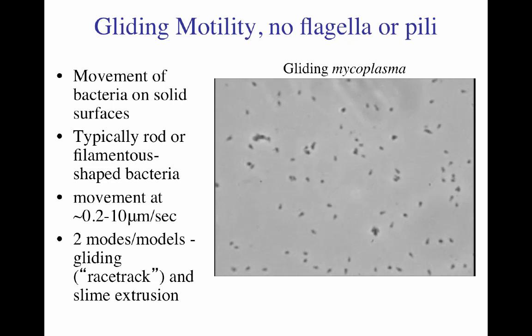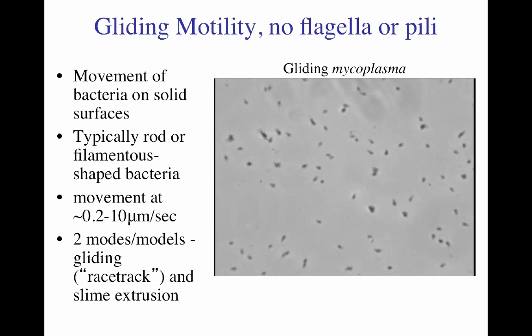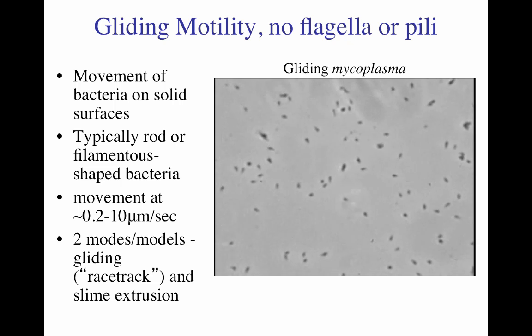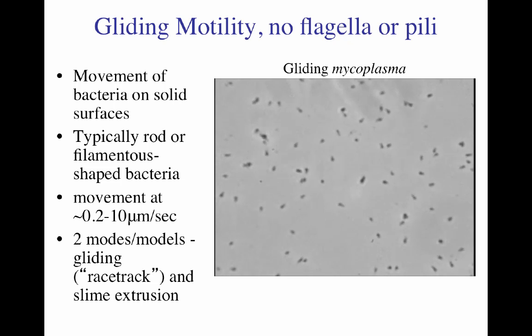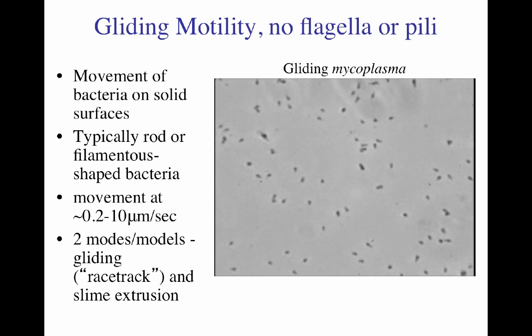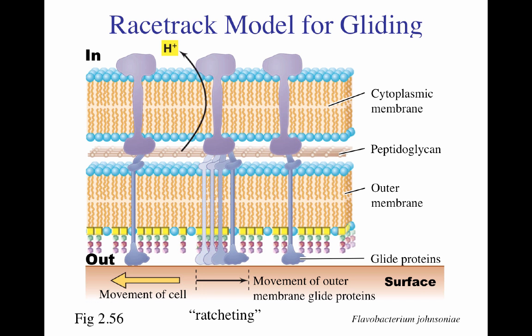They're not going up and down like the E. coli were, coming in and out of the focal plane because they're swimming in 3 dimensions. These microorganisms are moving in 2 dimensions. This kind of medium is sufficiently viscous for us to slow down the movement of the bacteria. There are ideas of how this is happening, and there are 2 models: one of them is the racetrack model, another one is the slime extrusion model.